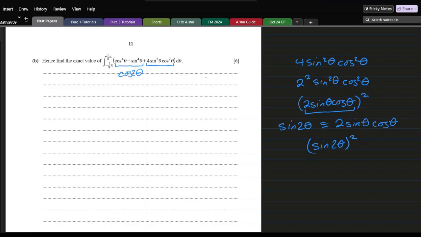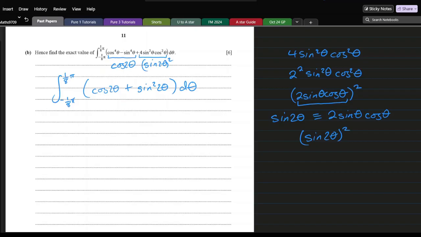And so we can come back here and we're going to replace that with sine squared 2 theta, and we can go ahead and carry out our integration. So this is the integral from negative 1 over 8 pi to 1 over 8 pi of cos 2 theta plus our sine squared 2 theta, and I'm going to put a big bracket here. This is all with respect to theta.